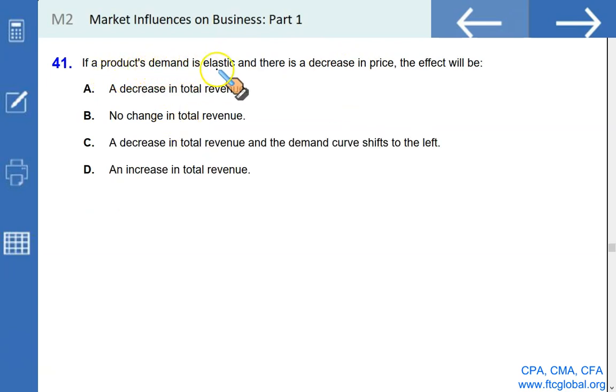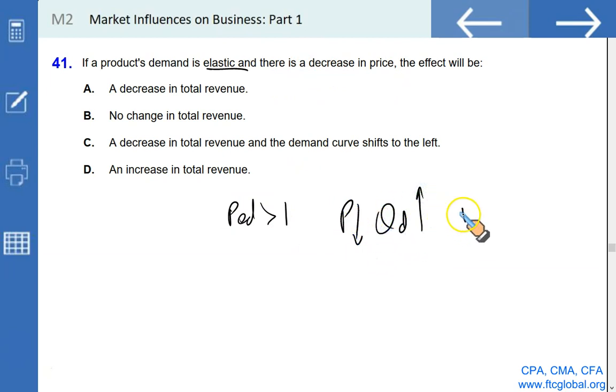If a product's demand is elastic, PED is greater than 1, and there is a decrease in price, the price decrease would result in more quantity demanded, and that would increase the total revenue. Decrease in total revenue, no change in total revenue. Look for the straight option. An increase in total revenue, D.